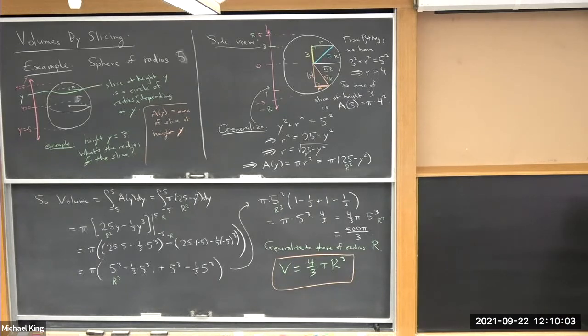Okay, so that's a sphere. And basically cones and spheres are the main sort of shapes that we do because they have nice slices. The slices are all the same shape.